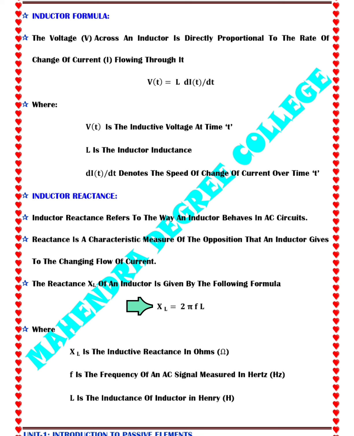F represents the frequency of the alternating current signal, measured in Hz. How many times the current changes direction in 1 second. L represents inductance measured in Henry. The property of the inductor that resists changes in current.